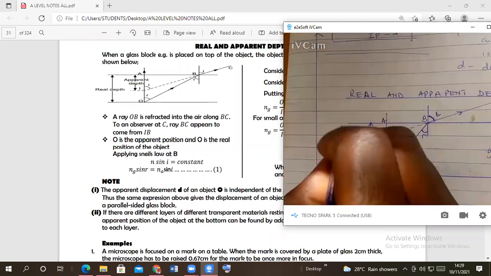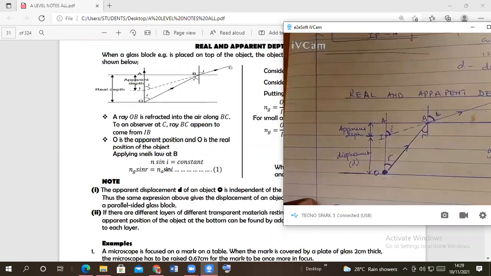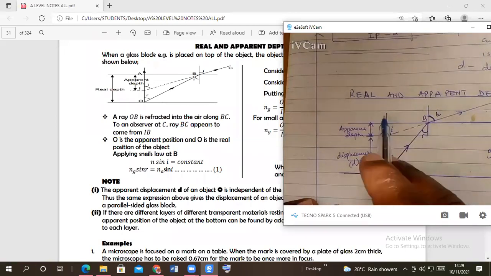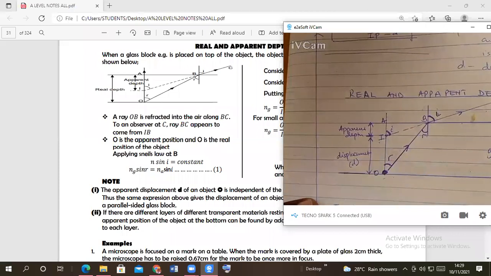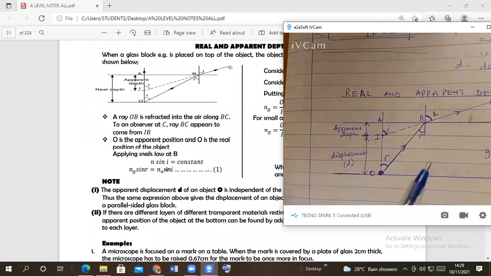That's the displacement, and it's noted as D. So how would we find the displacement D? To find the displacement D, of course, you must know the real depth, and also you must know the apparent depth, and then you subtract. But now if you have the refractive index within that formula, it may be a bit tricky.